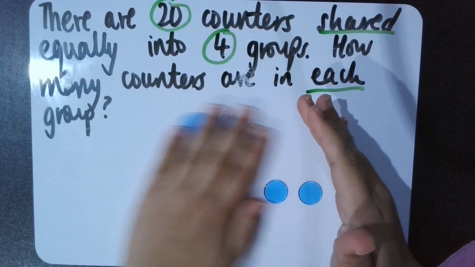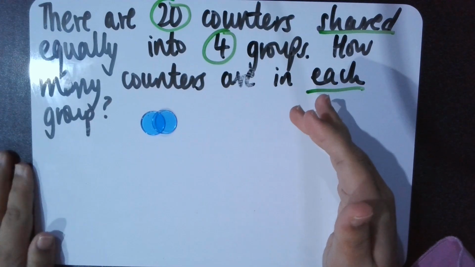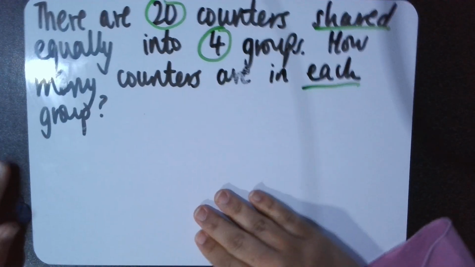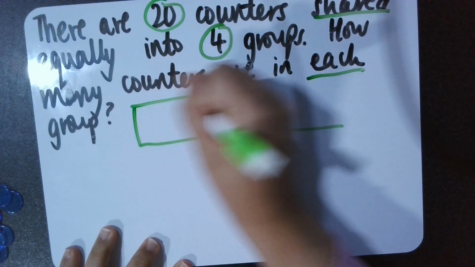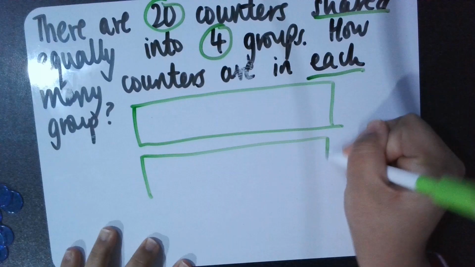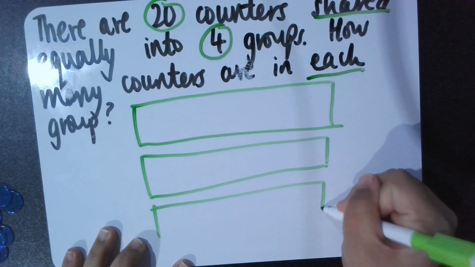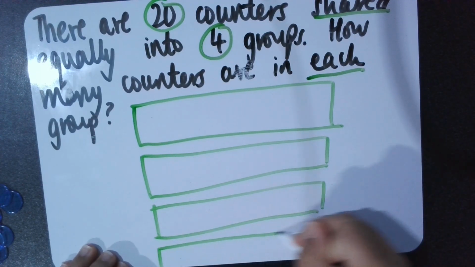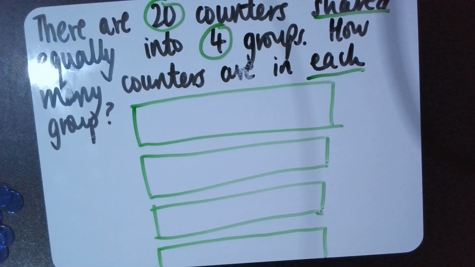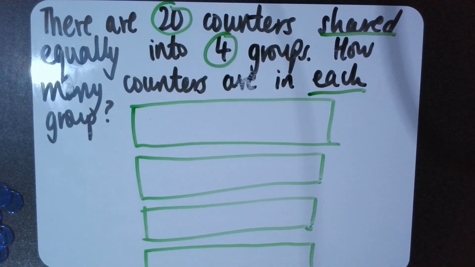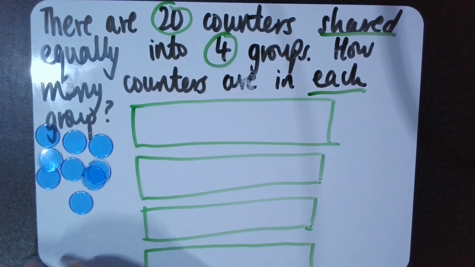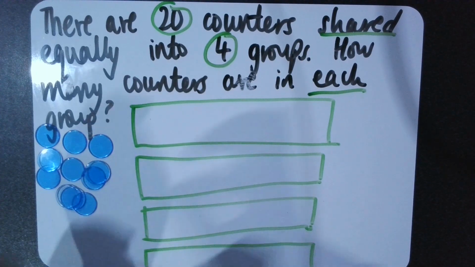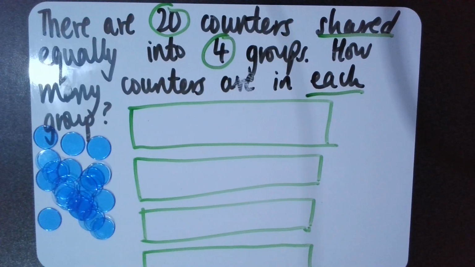Now I'm going to get my 4 groups ready. Just make sure I don't mix them up. Okay, my 4 groups. 1, 2, 3. We've just about got enough space. 4. Okay. 20 counters. We're going to share them. Let me put my counters here so you can see me doing it one by one. Okay. Right, you know the drill now.